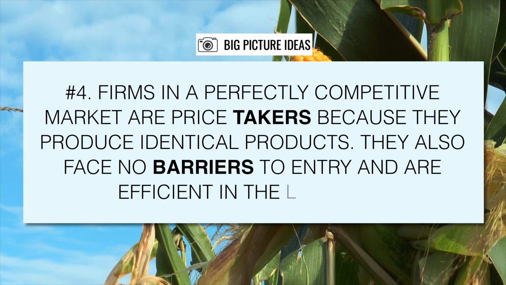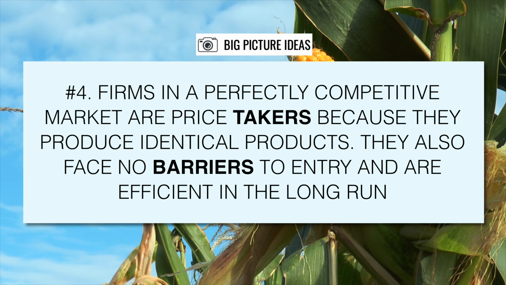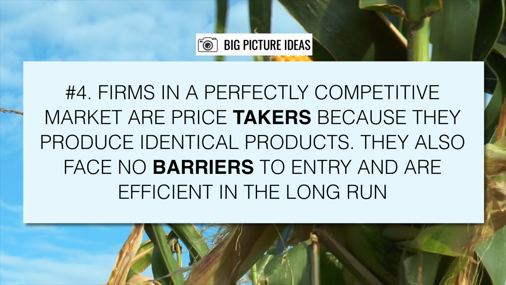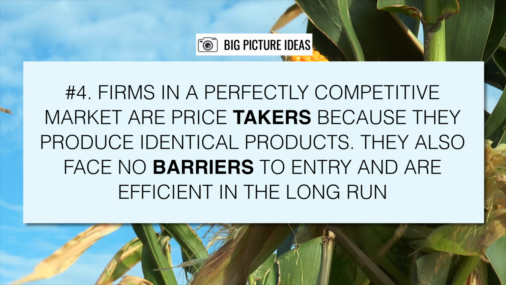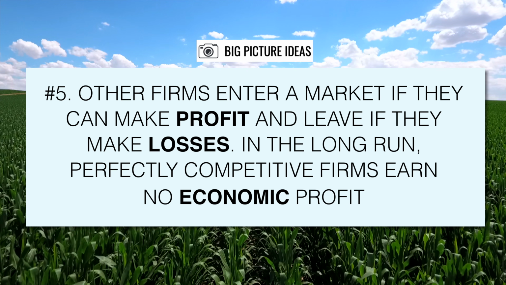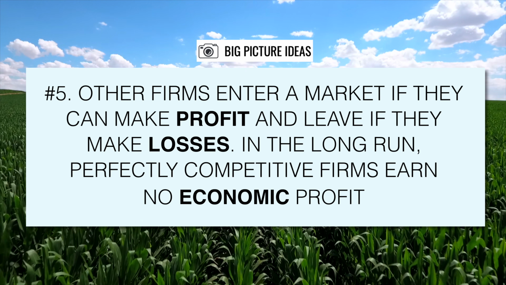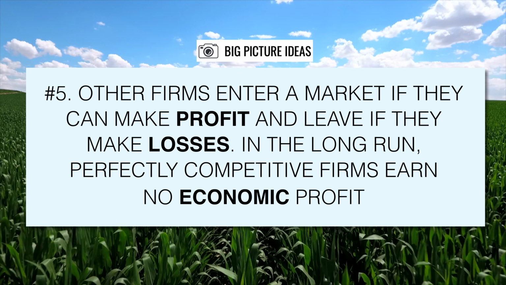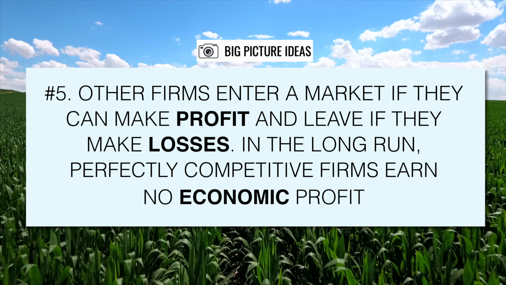Number 4, firms in a perfectly competitive market are price takers because they produce identical products. They also face no barriers to entry and are efficient in the long run. And number 5, other firms enter a market if they can make profit and leave if they make losses. So in the long run, perfectly competitive firms earn no economic profit. That was just overview. Now let's go over the details.